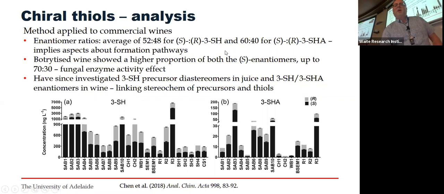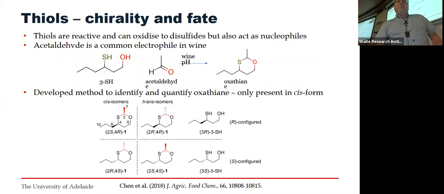So we have now linked this stuff, and I don't talk about the precursors at all. That's a whole other 10 years of work. But now we can link the stereochemistry of precursors to the stereochemistry of the free thiols to understand, again, formation pathways of those precursors, how they're converted to thiols, and then what happens after that. We're interested in the fate of thiols as well. So what a great segue, I remember this slide was coming up: chirality and the fate of thiols.